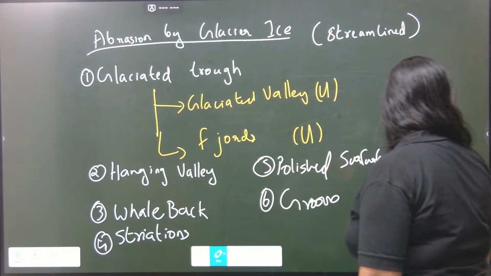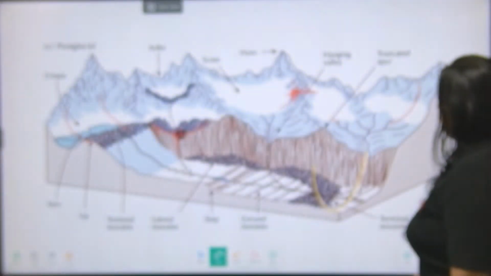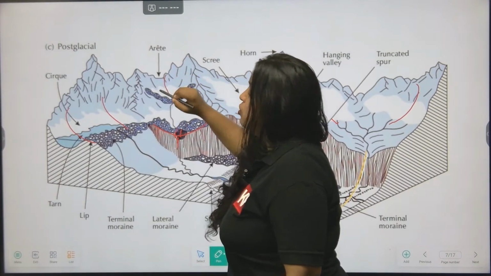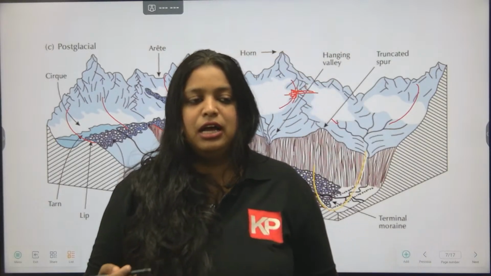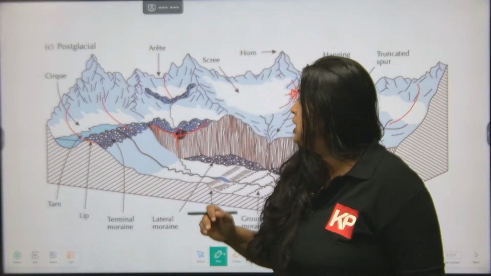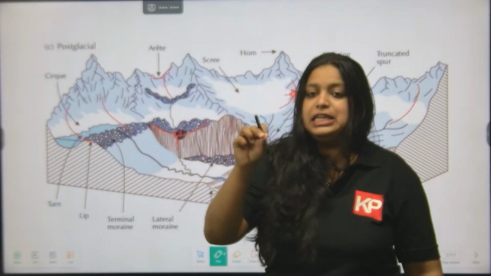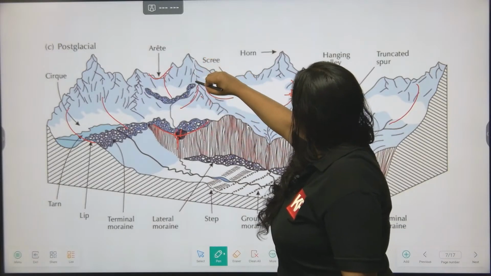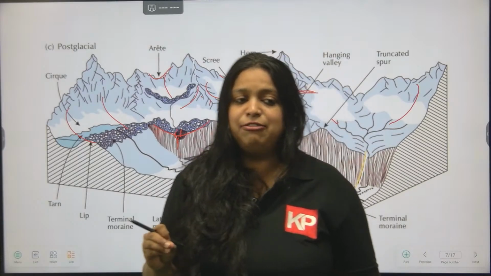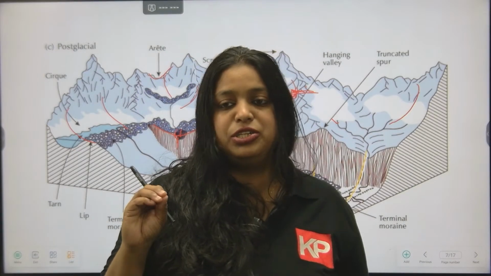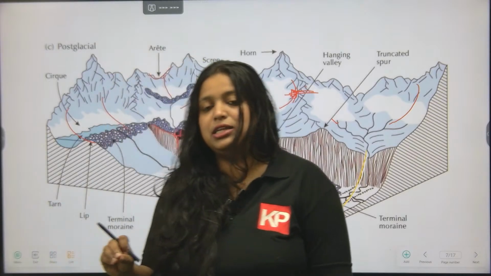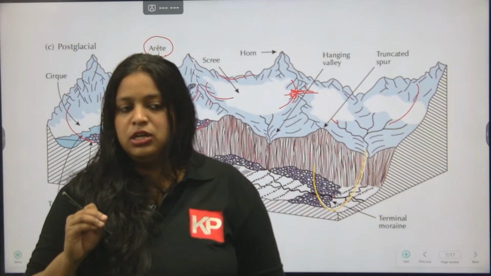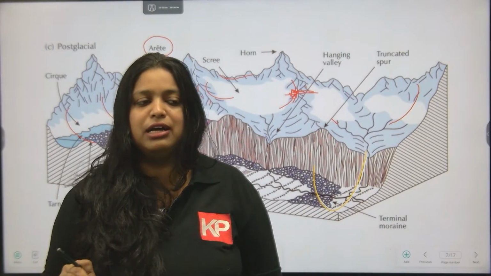Let's see what an arete means. Look over here at this cirque formation, we discussed what a cirque is. Prolonged erosion of cirques from different sides causes formation of a narrow ridge, a knife-like edge. Imagine this side a cirque is forming, and on this side another cirque is forming, which causes a sharp-edged ridge separating the two cirques. That is what is called an arete.